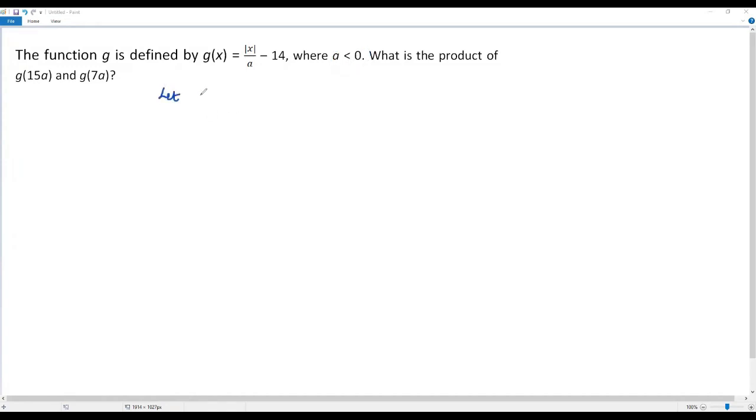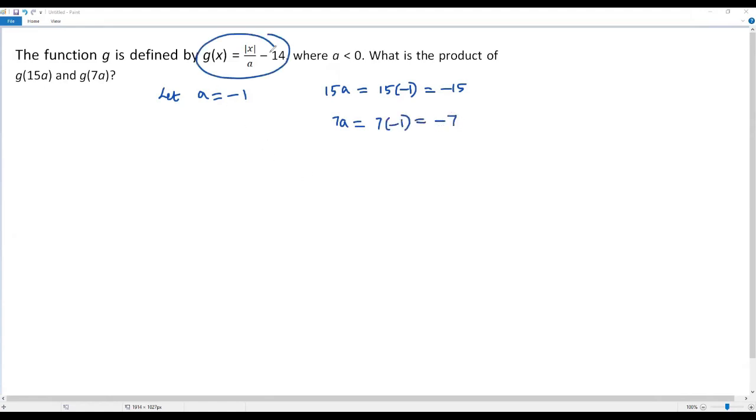Okay, now let me assume that the value of a is -1. When a is equal to -1, what is the value of 15a and 7a? Now let's evaluate this one. 15a equals 15 times -1, that is equal to -15. And 7a equals 7 times -1, that is equal to -7.